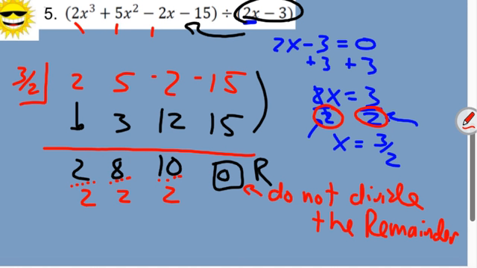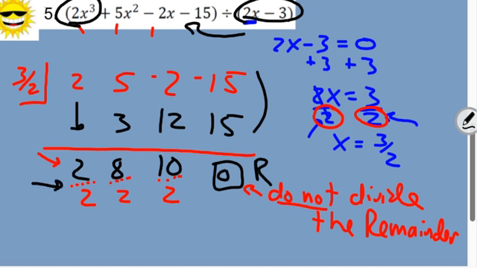You don't divide the remainder. That's the key. You don't divide the remainder, only your quotient or your answers. So what my actual answer is this. Once again, we started with the 2x cubed, our polynomial that we're dividing into.